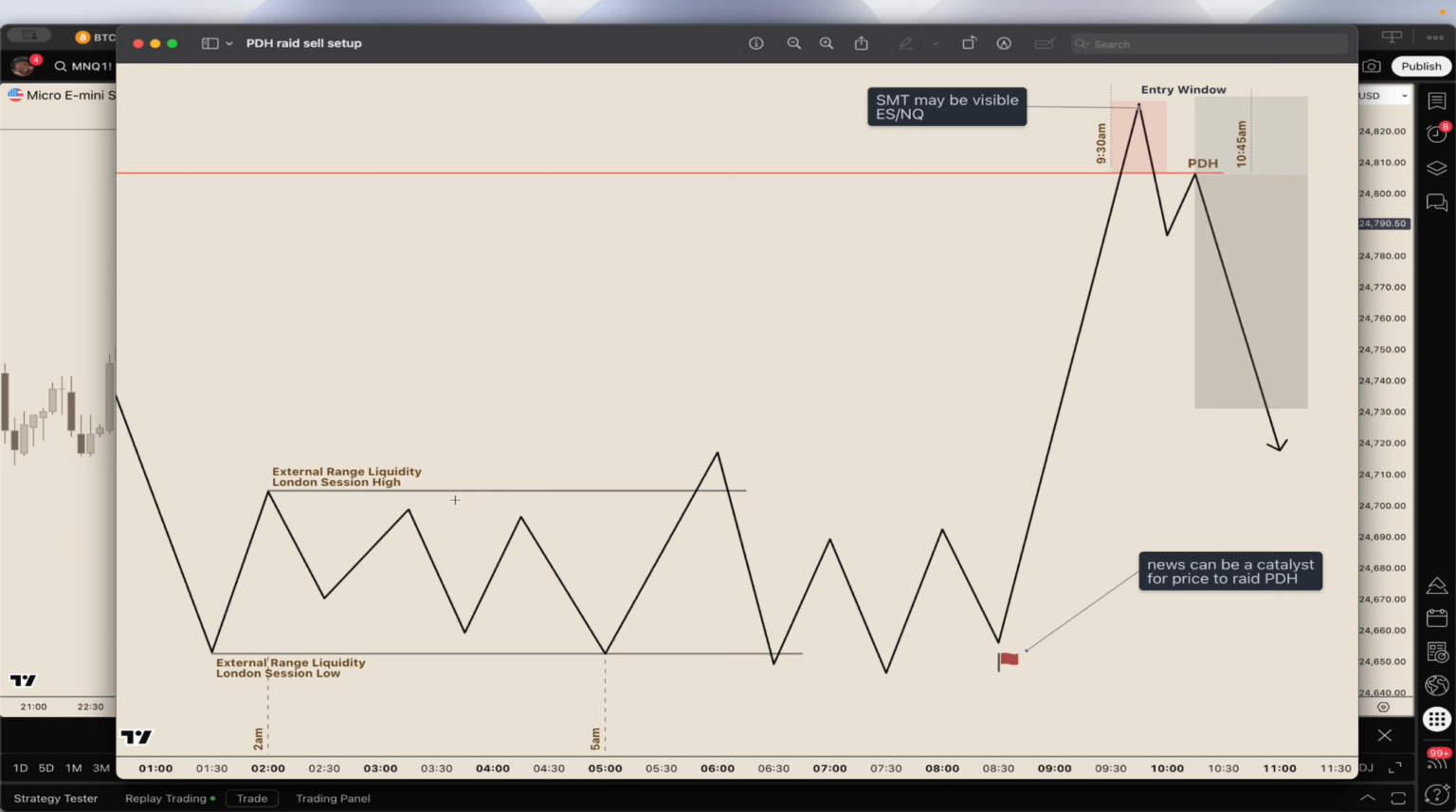All right, so in this schematic, normally I may have a news event that can push price all the way up to previous day's high, and then I would look for some type of divergence between the S&P and Nasdaq, and if that divergence is there, then I can frame a short trade, especially if I get that market structure shift within my entry window.